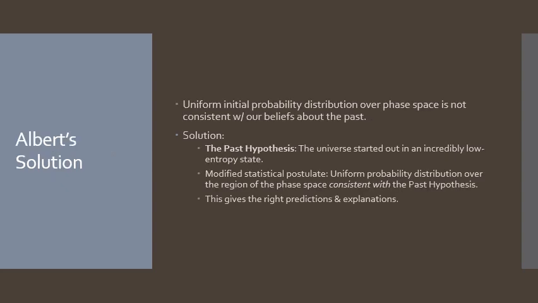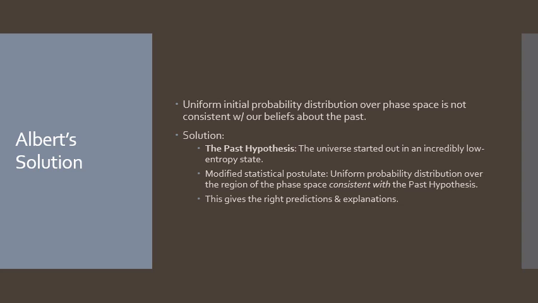Okay, now we're going to talk about David Albert's solution to this problem. So as Albert notes, and as we've just seen, if you give a uniform initial probability distribution over the phase space, that is not consistent with our actual beliefs about the past. So in other words, by uniform probability distribution, I mean you think that equal-sized regions of the phase space are equally likely to be the actual state of the universe, right?